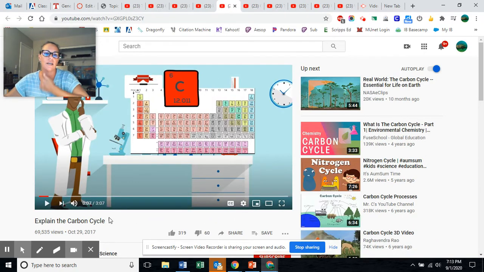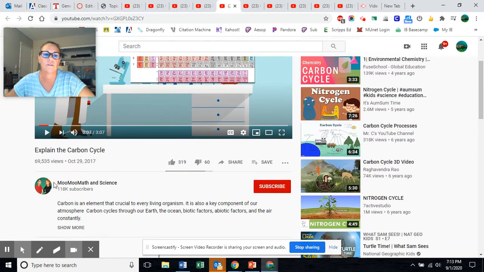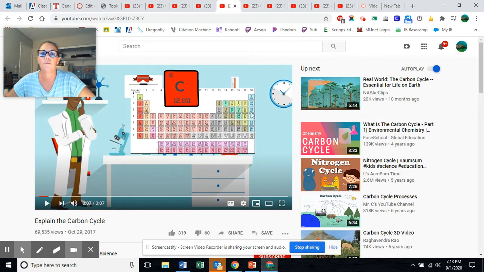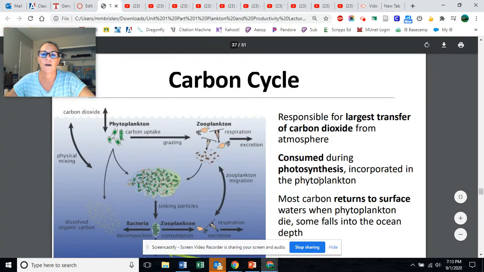So back over to the carbon cycle refresher, explain the carbon cycle. And this is by Moo Moo Math and Science. You've probably seen some little POW tunes by them before. So check them out on carbon cycle.